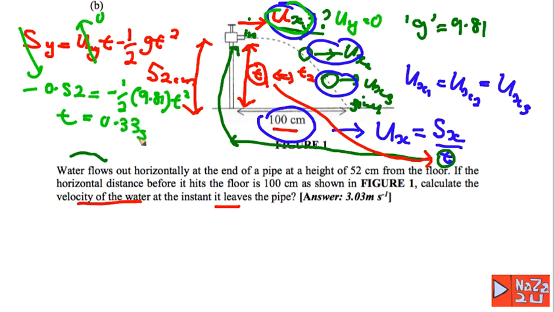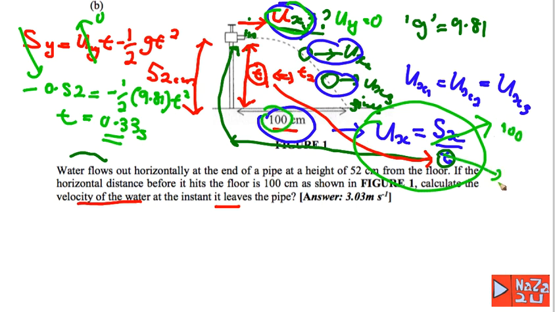The value is 0.33 seconds. Next, you can use the value of 0.33 seconds in the equation, because the displacement is 100 and the time taken is 0.33, and you can find the initial velocity ux is equal to 3.03 meters per second.